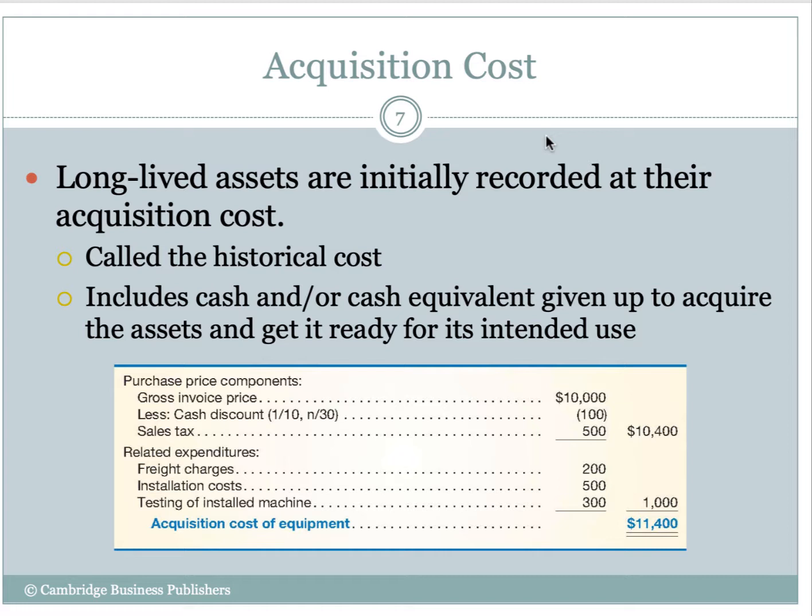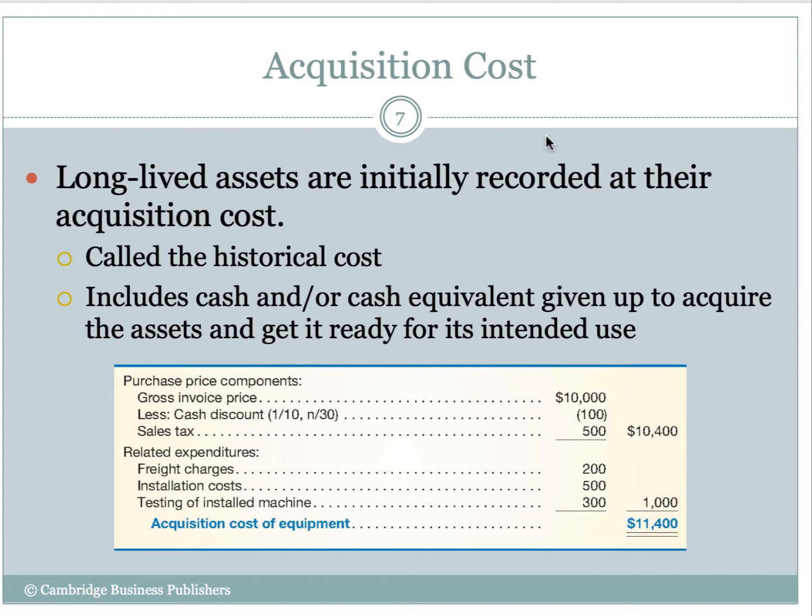Okay, what do you mean by that? Well, let's think about it. We buy a piece of equipment, and let's say the invoice for this piece of equipment is $10,000. Great. We get a cash discount. They give us $100, or 1/10 net 30. So we pay for it within 10 days, we get that discount. We buy a piece of equipment, we have to pay sales tax on that, and let's say the sales tax is $500.